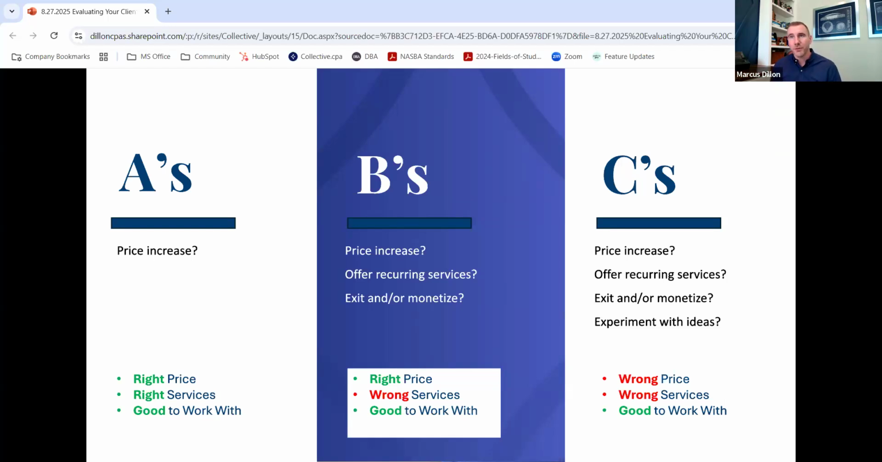The third thing that you can do with A's is ask for referrals. So how do you say, love who you are, love working with you, need more of you, how can we clone you? It's asking them for referrals. So the way that you do that is you go to where they hang out.